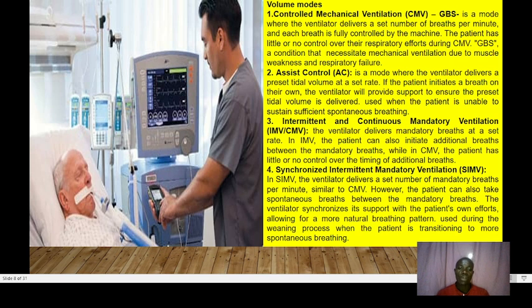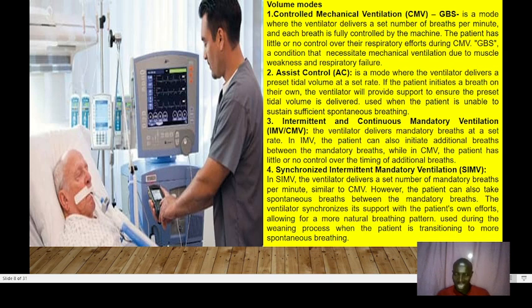So that gives us an opportunity to go to number four. Number four is the SIMV, the synchronized intermittent mandatory ventilation. In this mode, the ventilator will deliver a set number of mandatory breaths per minute. It's similar to CMV, however, the patient can also take spontaneous breaths between the mandatory breaths. So the ventilator synchronizes its support with the patient's own efforts, allowing for a more natural breathing pattern, and it is used during the weaning process when the patient is transitioning to more spontaneous breathing.